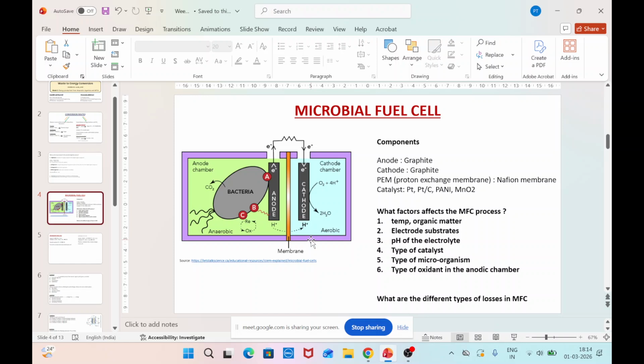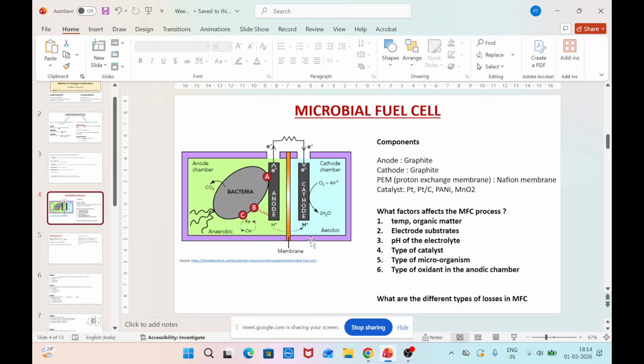pH of the electrolyte, types of catalysts, types of microorganism, whether they are, as I said, exoelectrogens or endoelectrogens, how the digestion of the organic matter happens in these microbes affects the process. Type of oxidant in the anodic chamber affects the process. So all these factors affect the energy that you can harvest or generate from the microbial fuel cell.